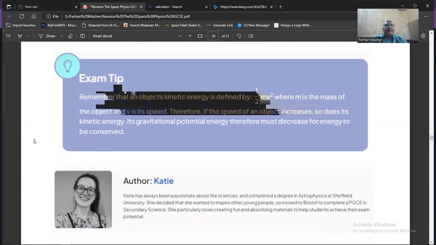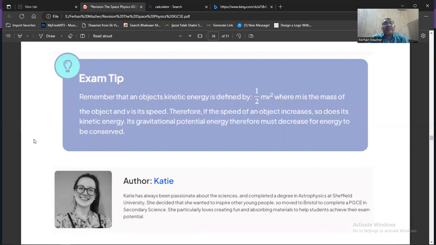So the exam tip here is, remember that an object's kinetic energy is defined by 1/2 mv², where m is the mass of the object and v is its speed. Therefore, if the speed of an object increases, so does its kinetic energy. Its gravitational potential energy therefore must decrease for energy to be conserved.